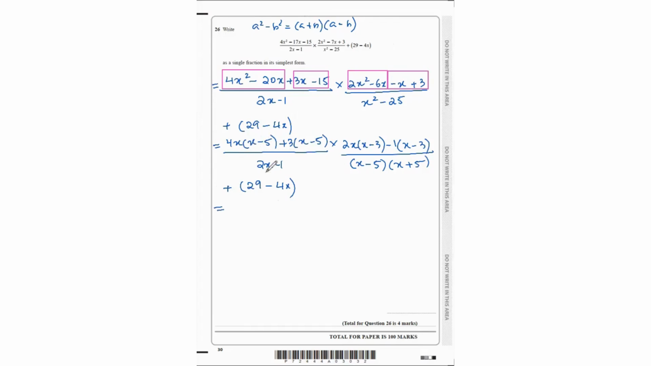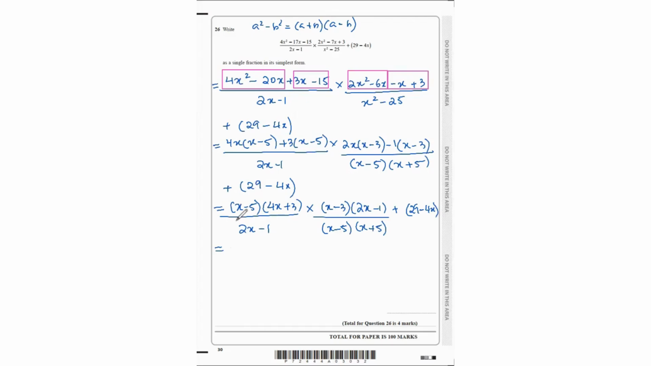Between 4x and 3, we have x minus 5 common. So (x minus 5) bracket (4x plus 3), divided by (2x minus 1), times, between 2x and negative 1, we have x minus 3 common. So (x minus 3) bracket (2x minus 1), over (x minus 5) times (x plus 5), plus 39 minus 4x.